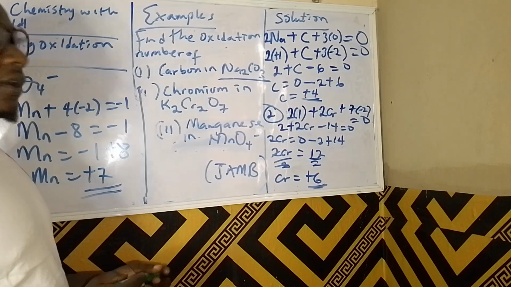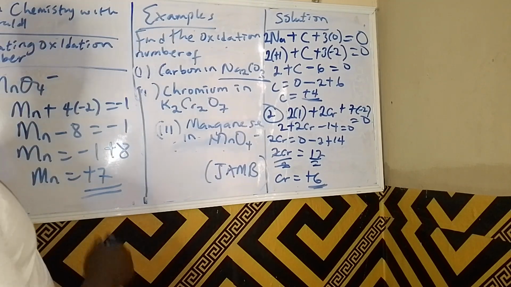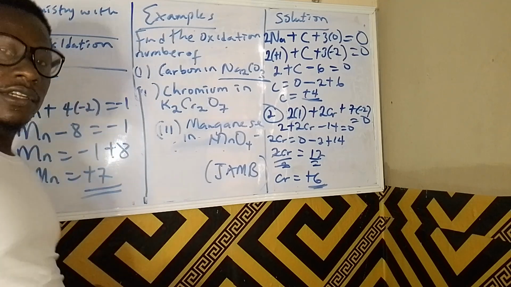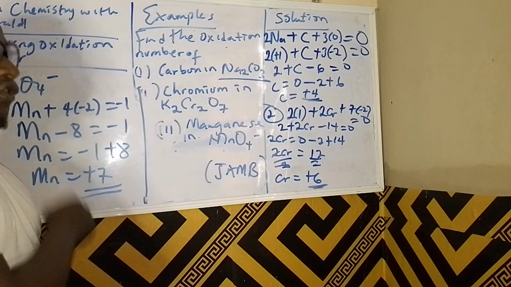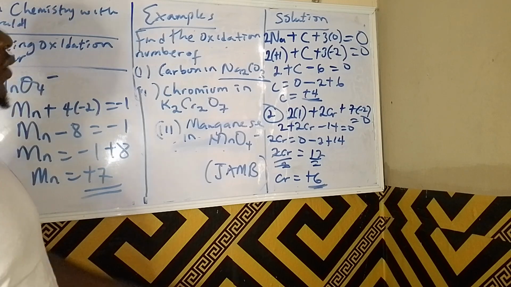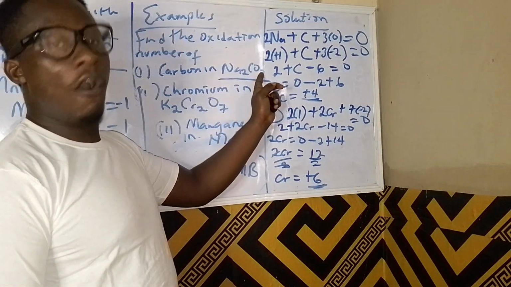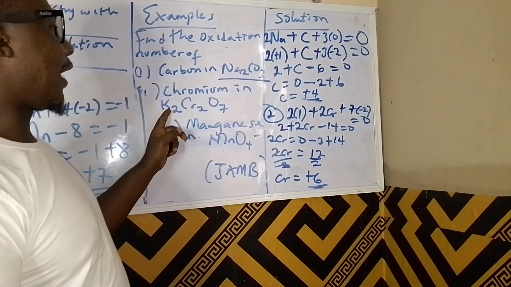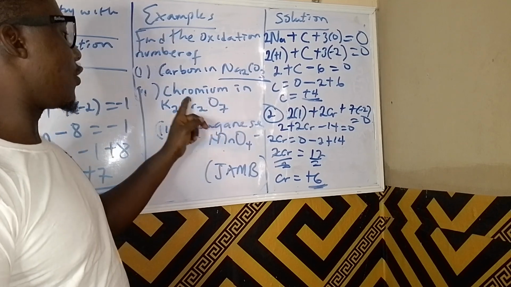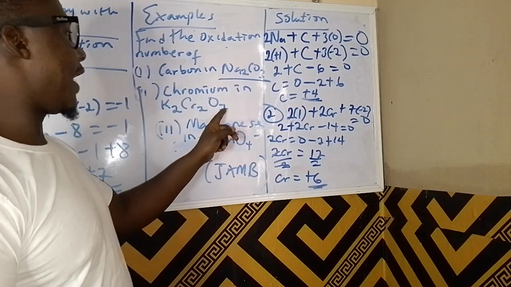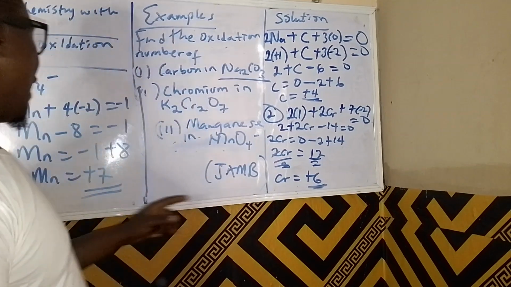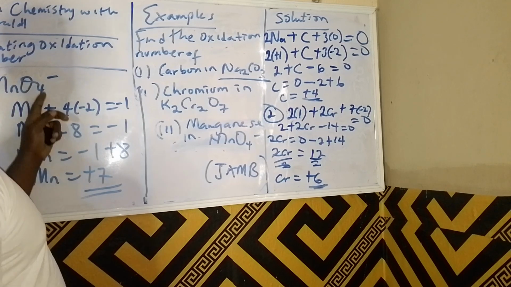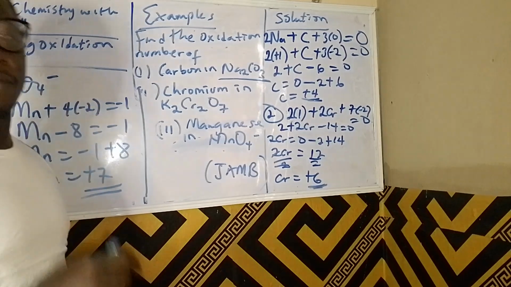So the oxidation state of manganese here is plus 7, and that's why you can call this one tetraoxomanganate 7 ion, because it has a charge. There must be ion here. So the first one is sodium trioxocarbonate 4. The second one is potassium heptaoxodichromate 6. And the last one is tetraoxomanganate 7 ion, because it has a charge.